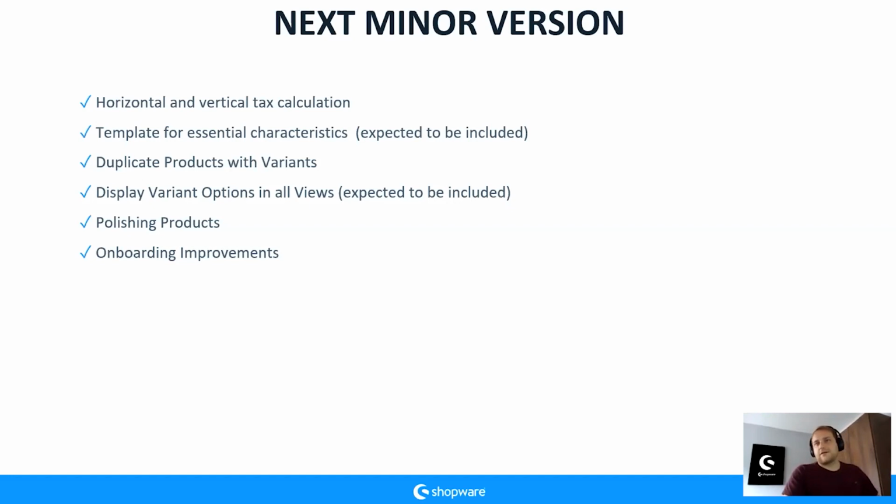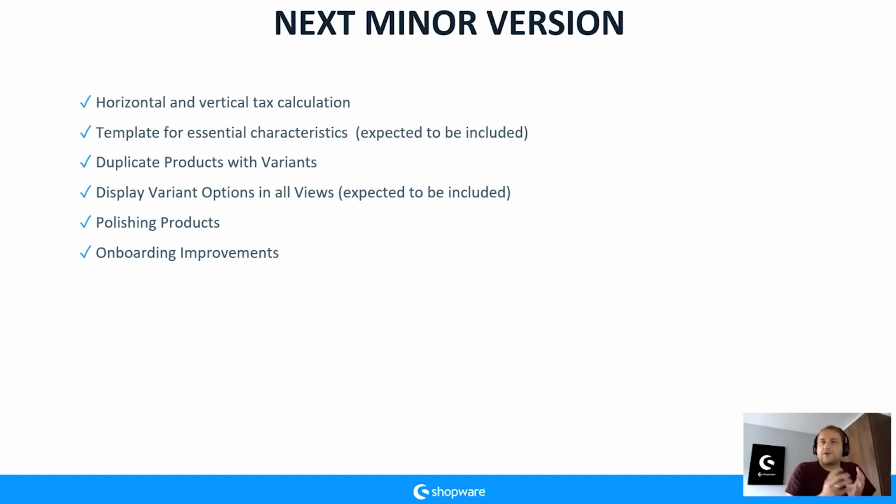Display variant options in all views. With this epic, the variant options and groups are displayed wherever it makes sense. So this affects both the storefront and the administration, so that the shop operator can better define which variant is the right one. And this is, of course, also very useful for every shop user in the storefront.